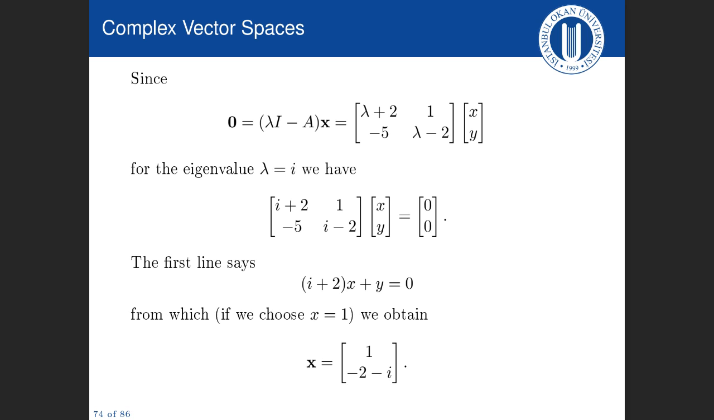The first line says (i+2) multiplied by x plus 1 multiplied by y is equal to 0. We can choose any non-zero x and y which satisfies this equation. Now, I like easy numbers, so I'm going to choose one of these to be equal to 1. I could choose x is 1, or I could choose y is 1. For this example, I'm going to choose x is equal to 1, and then I'm going to rearrange the equation, and I find that y must then be −2 − i.